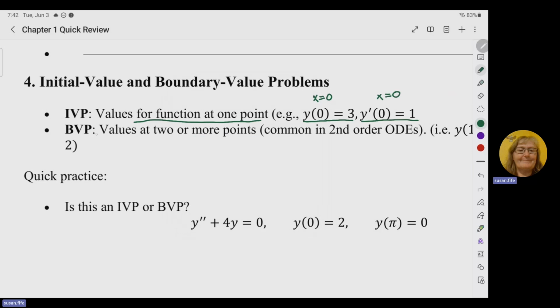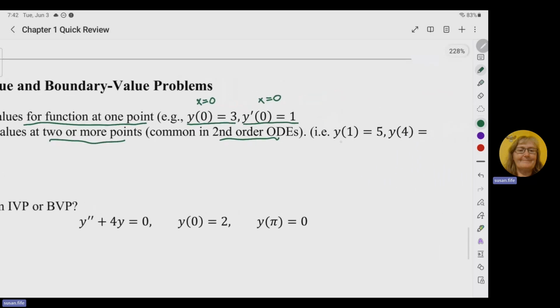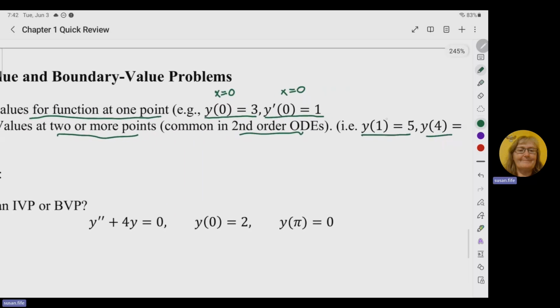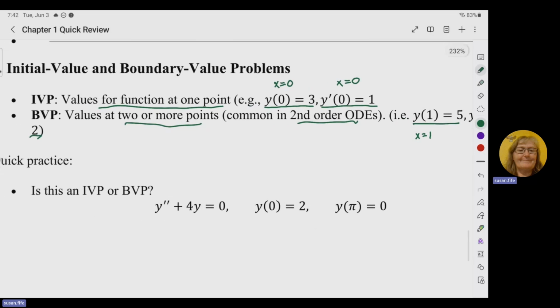A boundary value problem uses 2 or more points. And you have boundary value problems for second order or higher ODEs, ordinary differential equations. So for example, if I'm given y of 1 equals 5, and then y of 4 is 2, in this first point, we have x is 1. In that second point, we have x is 4. So we're looking at 2 different points on the coordinate plane. X is 1, x equals 4.